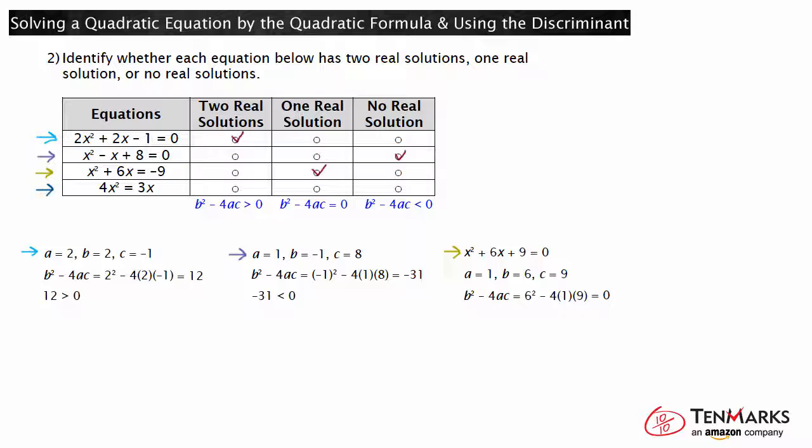We first need to write this equation in the form ax squared plus bx plus c equals 0. Subtracting 3x from both sides of the equation gives 4x squared minus 3x equals 0. This means that a equals 4, b equals -3, and c equals 0. Substituting into b squared minus 4ac gives -3 squared minus 4 times 4 times 0. Simplifying results in 9, which is greater than 0. So the equation has two real solutions.